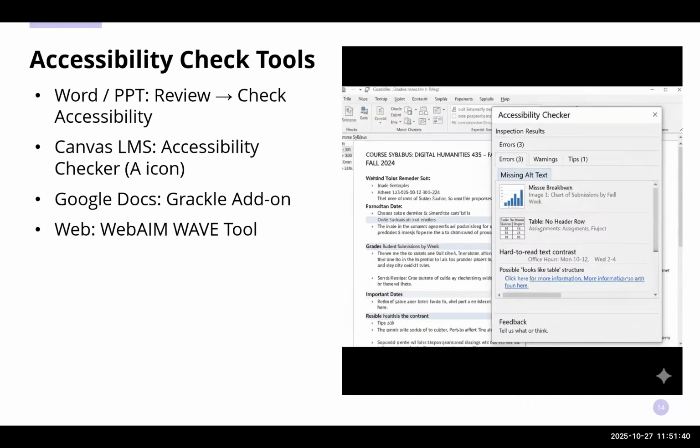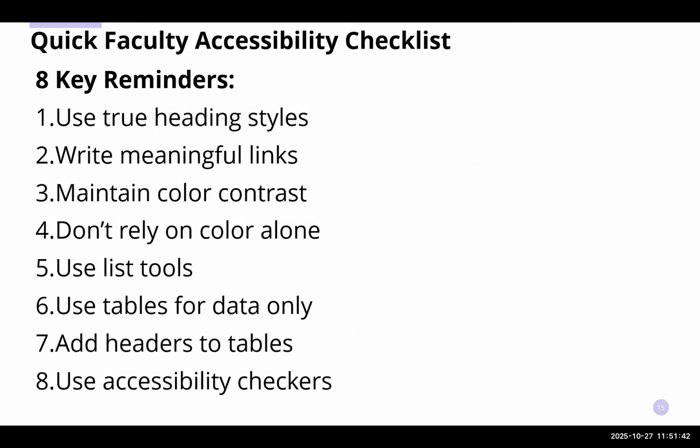Next slide, please. Before you hit the publish button, here is a quick and easy checklist to make sure your content is as accessible as possible. First, always use real heading styles instead of just bolding text, because that helps to navigate and structure the document rightly. Make sure your links are meaningful on their own so that everyone knows exactly where they lead.